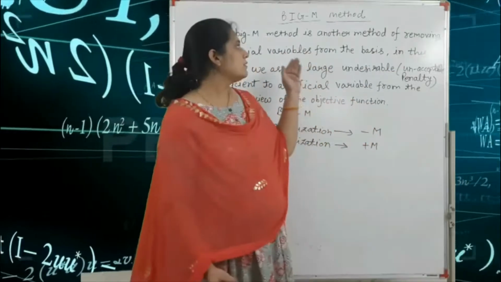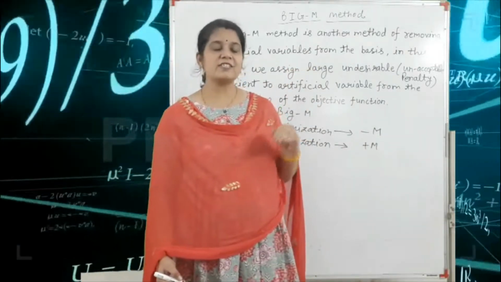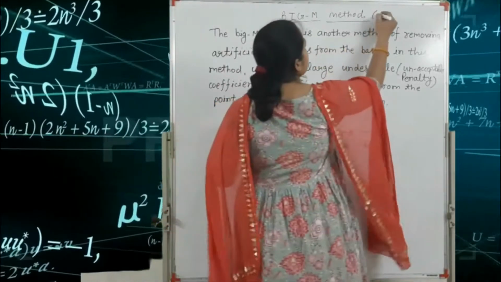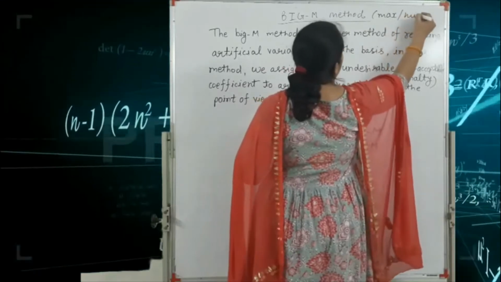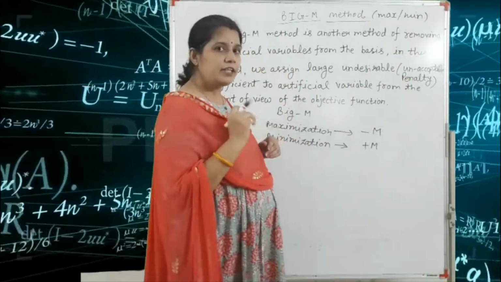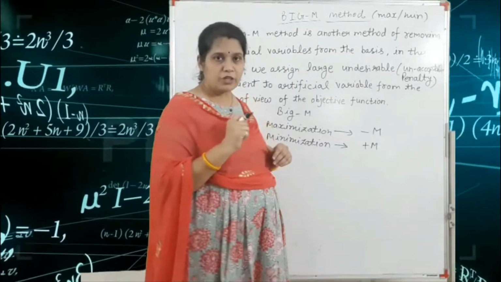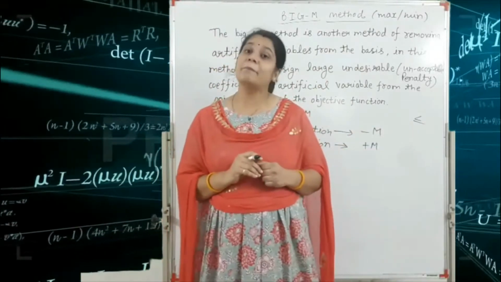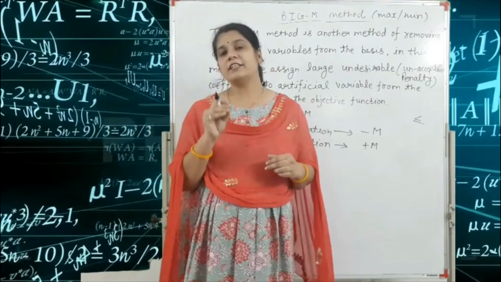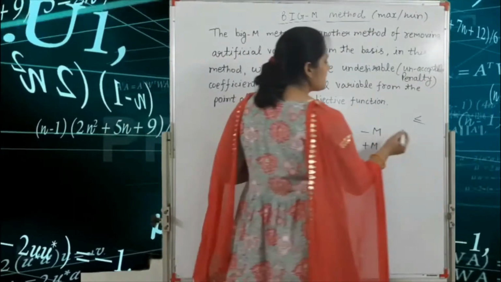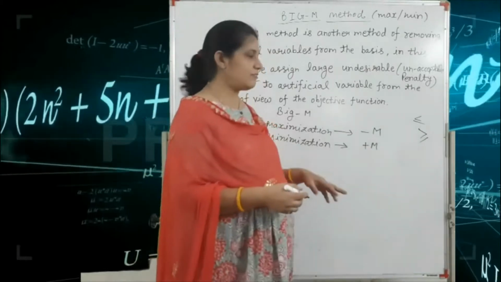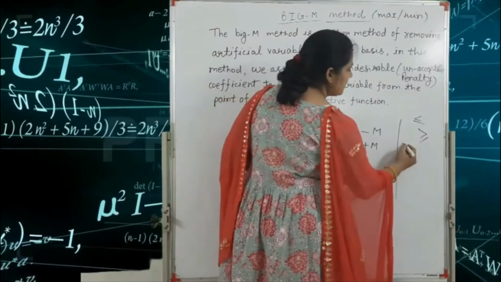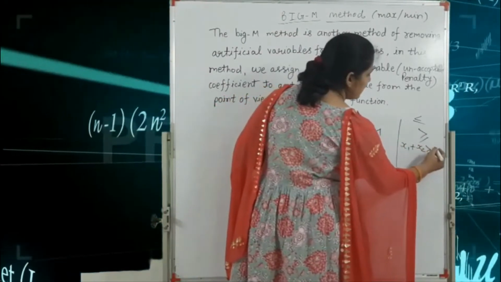One point is very important. Always keep in mind this method depends on maximization and minimization both. If a question is given in the maximization format, your inequality is always of less than or equal to type, as you have already seen in the simplex method. But if your question is given in the minimization format, sometimes the constraint equation is given in greater than or equal to type. For example, x1 plus x2 greater than or equal to 4.